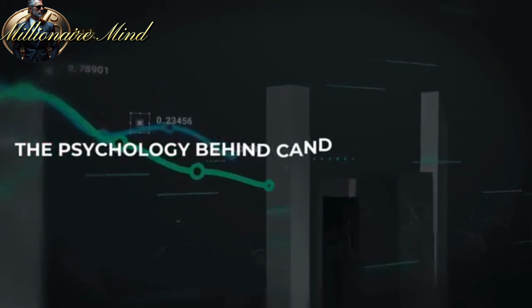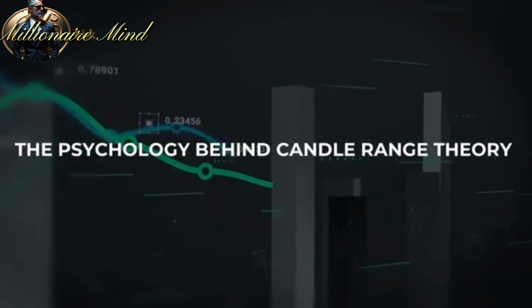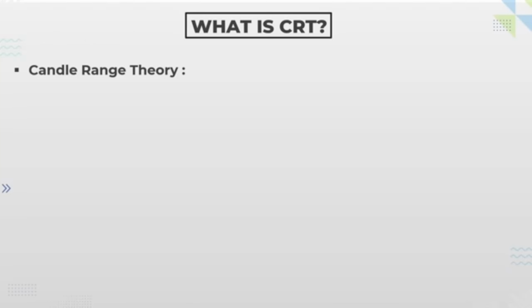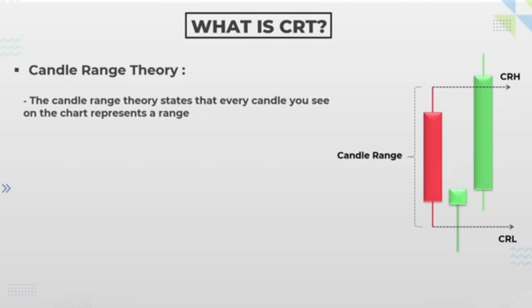Let's get started. Before we jump into the basics of candlestick CRTs, let's take a moment to understand the psychology behind candle range theory. So, what exactly is candle range theory? The idea is simple. Every candle you see on a chart represents a range. In other words, a candle you see on a higher time frame is just a range of price action when you zoom in to a lower time frame.